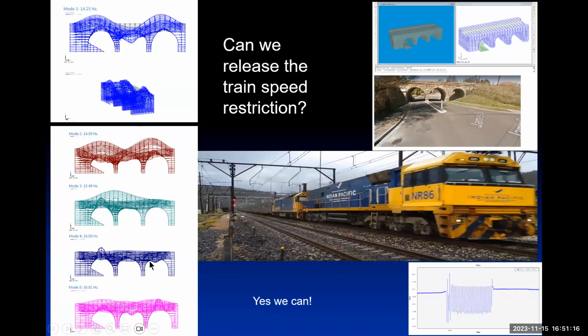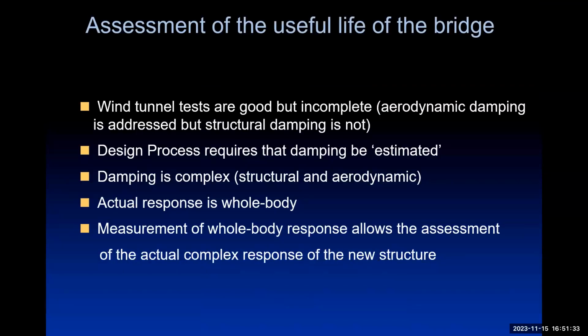So by identifying the modes of vibration, we calibrated the model, we put in the weight of the train and had a look at what the response was going to be and said, yes, the speed restriction is not a problem. You can raise it. And they like that.